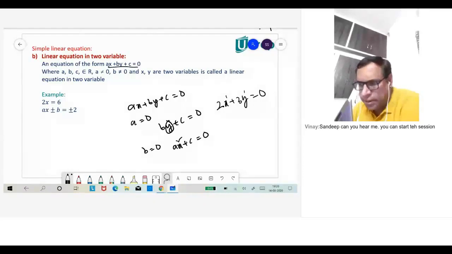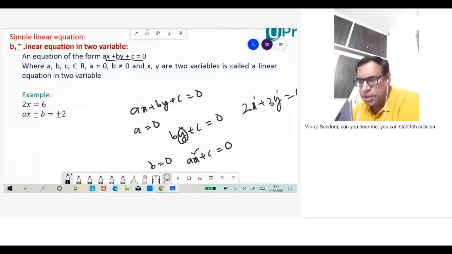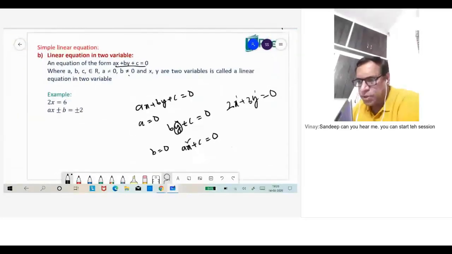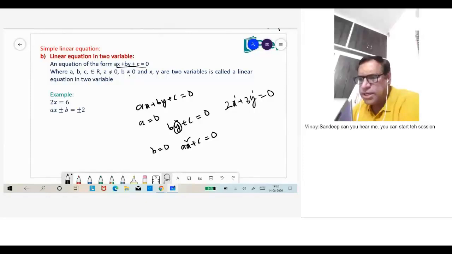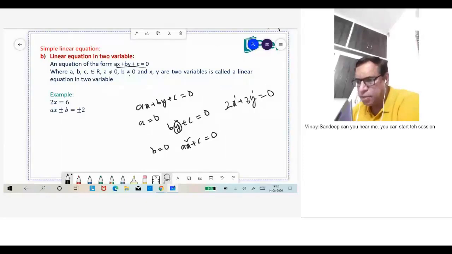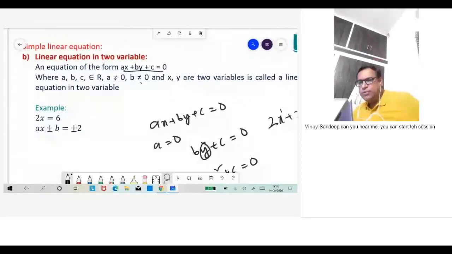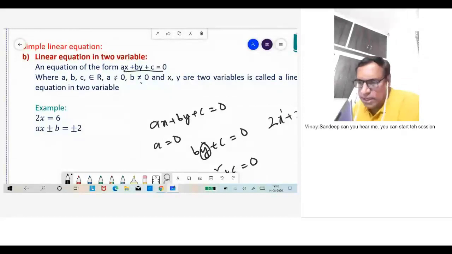So in the definition, we are saying a not equal to 0, b not equal to 0. c can be anything, that's the reason we are not defining anything about c. So how does the generalized form of a linear equation look? A linear equation of the form ax plus by plus c is equal to 0, where a, b, c belong to real numbers and a not equal to 0, b not equal to 0, and x, y are two variables, is called a linear equation in two variables. That's how the generalized view looks.